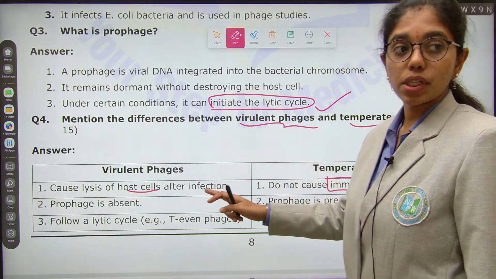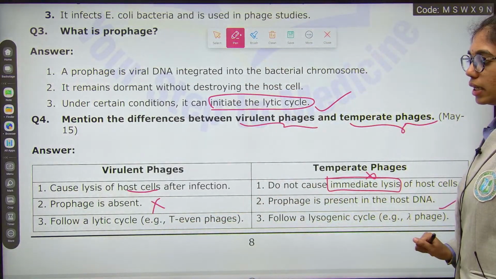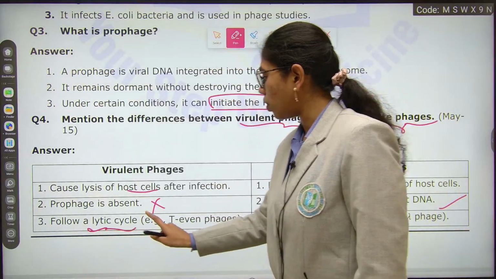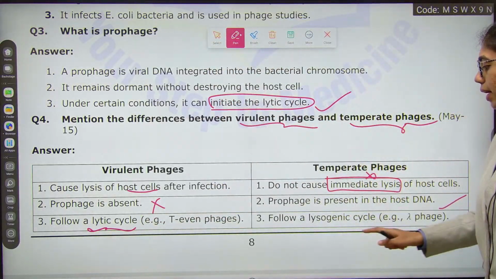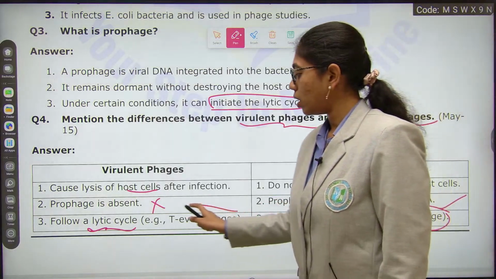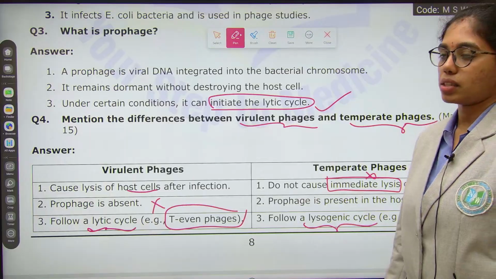Prophage is absent in virulent phages, whereas in temperate phages the prophage is present in the host DNA. Virulent phages follow the lytic cycle and temperate phages follow the lysogenic cycle. For example, lambda phage is temperate, and T-even phages are virulent and follow the lytic cycle.